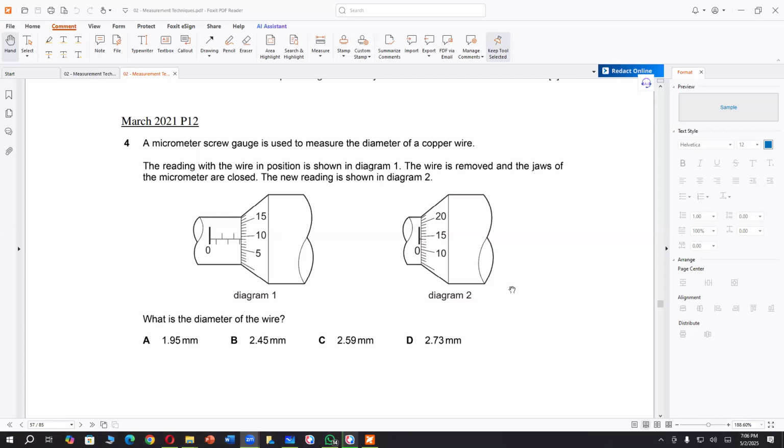A micrometer screw gauge is used to measure the diameter of a copper wire. The reading with the wire in position is shown in diagram 1. The wire is removed and the jaws of the micrometer are closed. The new reading is shown in the diagram. What is the diameter of the wire? So you have to read the micrometer screw gauge.